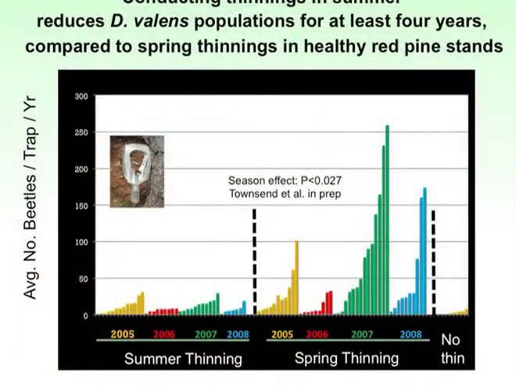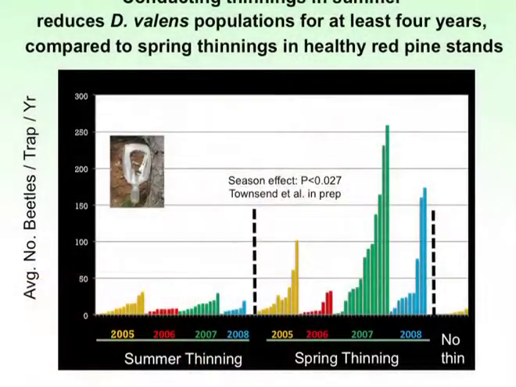This shows the average number of beetles per year in our traps. This is red turpentine beetle. And here in the non-thin stand, there essentially were no turpentine beetles. But that's not really very practical because you really do need to thin these stands. If you do your thinning in the spring, the number of red turpentine beetles coming in is quite high, and the populations continue to increase thereafter. On the other hand, if you do your thinning in the summer, the populations are much lower, and we see that benefit extending for at least 4 years.